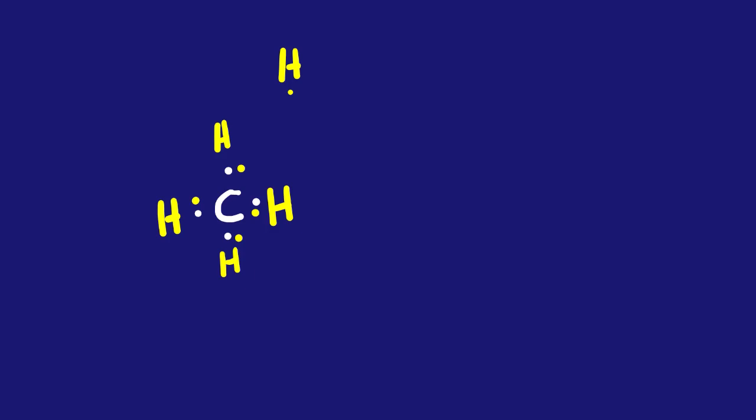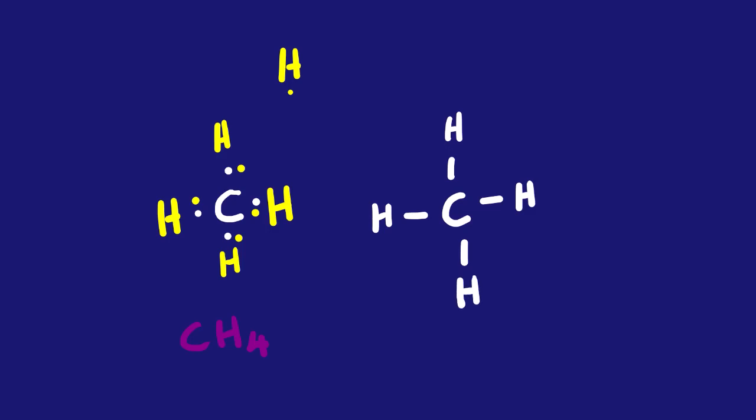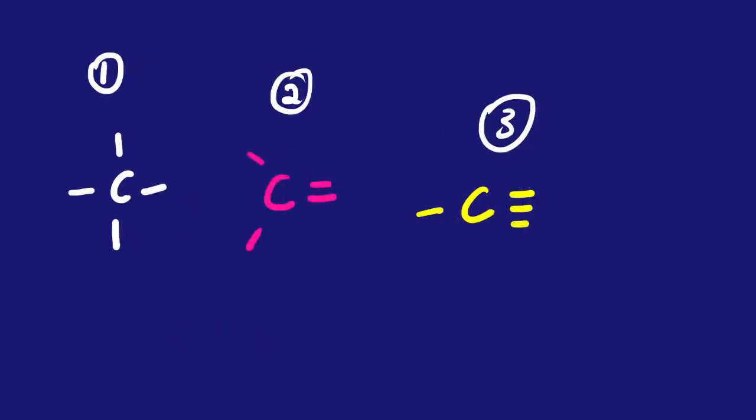And then the molecular formula for this will be CH4. It means we have 1 atom of carbon and 4 atoms of hydrogen. We can also represent this using lines. Instead of having these dots, you can simply put lines. Then you can clearly see this is case number 1, carbon bonding 4 times using single bonds.